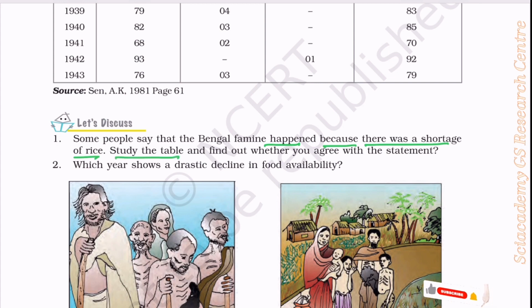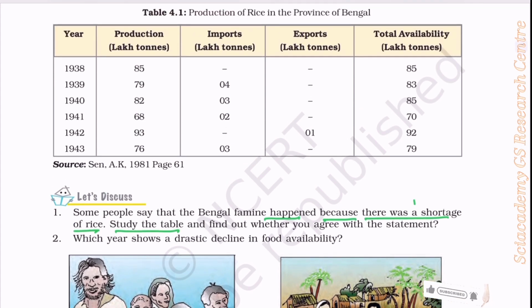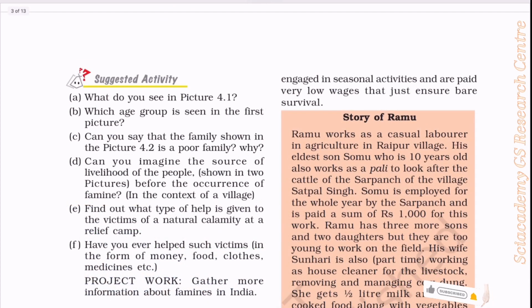Study the table and find out whether you agree with the statement. Which year shows a drastic decline in food availability? Suggested activity. A. What do you see in picture 4.1? B. Which age group is seen in the first picture? C. Can you say that the family shown in picture 4.2 is a poor family?